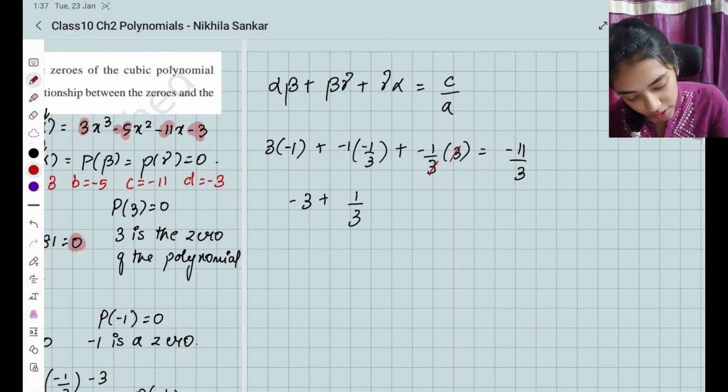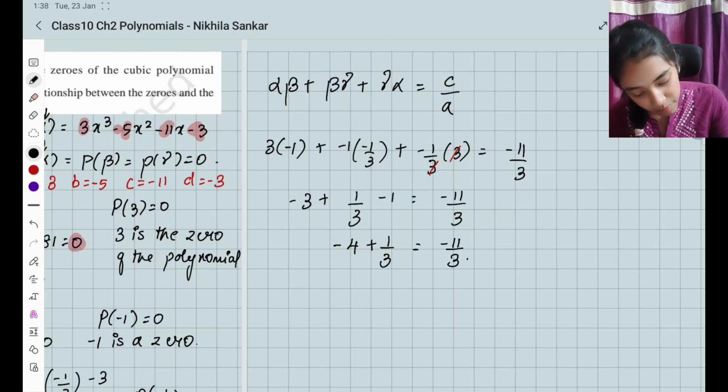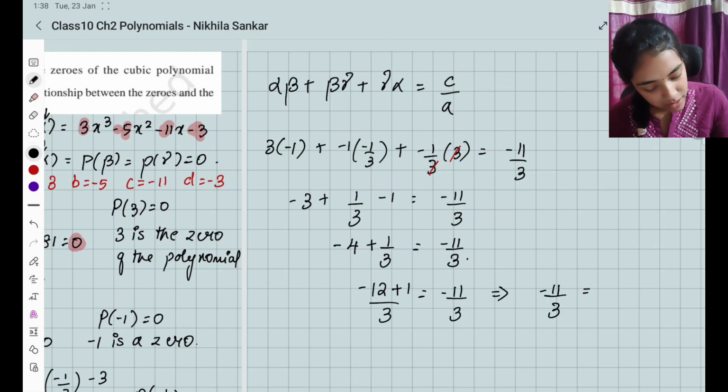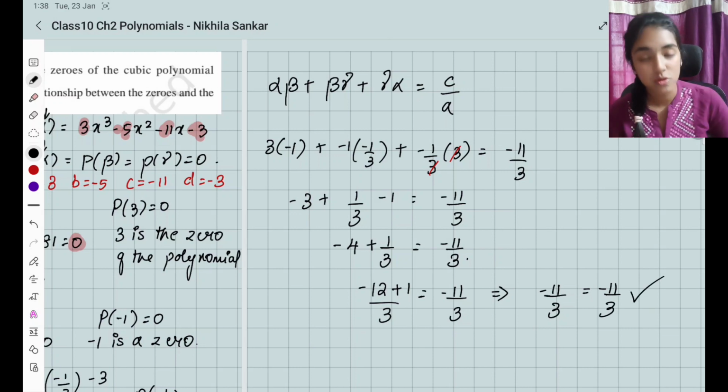In the place, 3 and 3 cancel out. So I have -1. -1 equals -11 divided by 3. -3 minus 1 is going to be -4 plus 1 by 3 equals -11 divided by 3. 4 3s are 12. So -12 plus 1 divided by 3 equals -11 divided by 3. So from this we have -11 by 3 equals -11 by 3. So this is also verified.